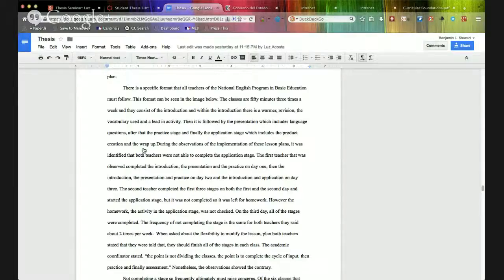And then you can go into your observations. So you can talk more about what you observed, versus the classes are 15 minutes. Then it's followed by a presentation, which includes language questions after, because this is not an observation, right? This is just right. But then when you say during the observations of the hours, then you can talk about that. Okay.